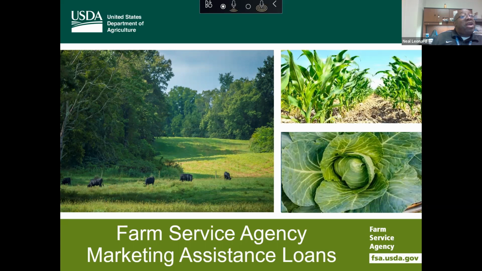Once you come in and apply, we will have to send out a loss adjuster to go out and verify the loss. So it is key in recording what natural disaster it was. You need to come in, notify the county office so we can get a loss adjuster out there to assess the damages that you experience.